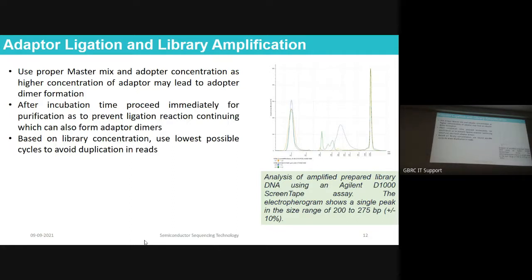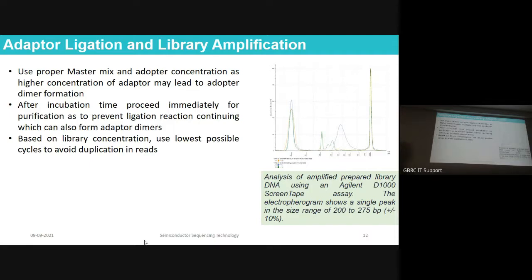So this is based on your library concentration. Your protocol is actually giving you how many cycles you need to proceed, and for that you should take the lowest possible cycles to avoid duplication in reads. So this is again a very critical step.